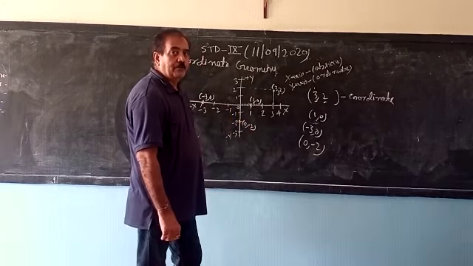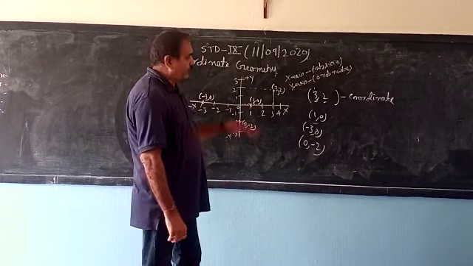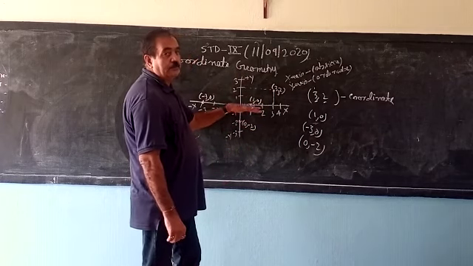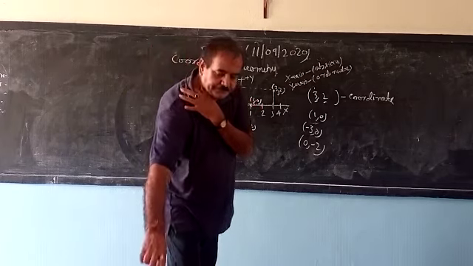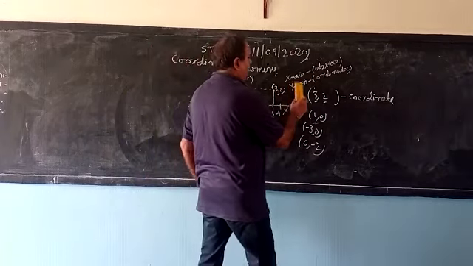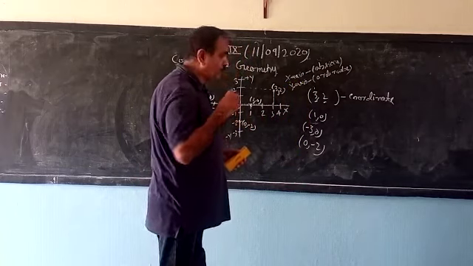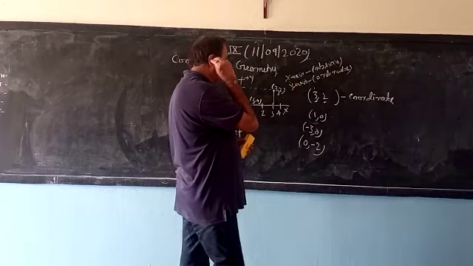Did you follow how to locate the point on the graph paper? This is the way you have to locate the coordinate on the graph paper. After that, you have to solve the question also. How to solve the question?